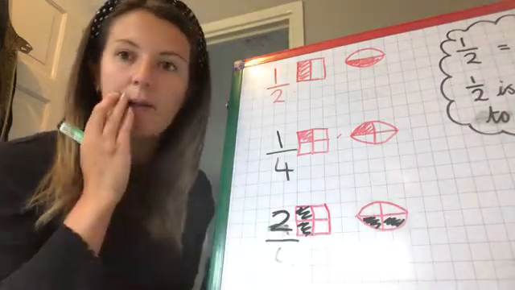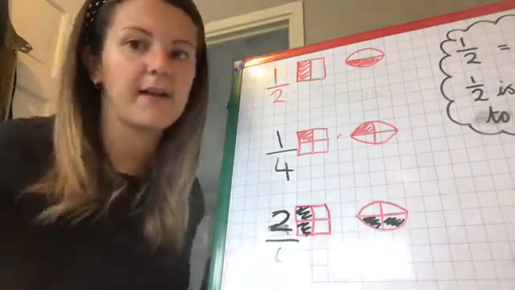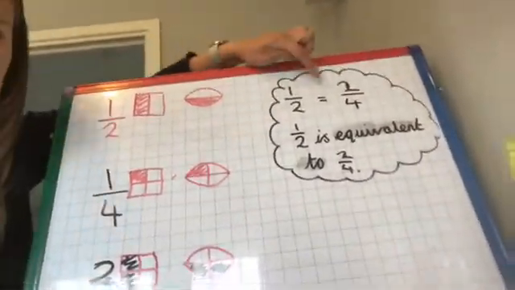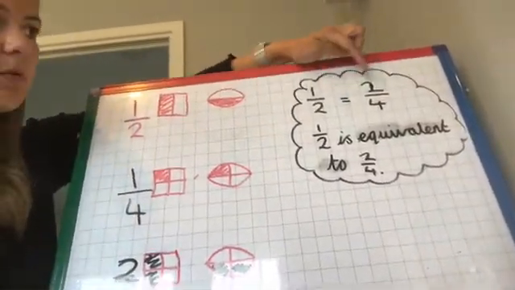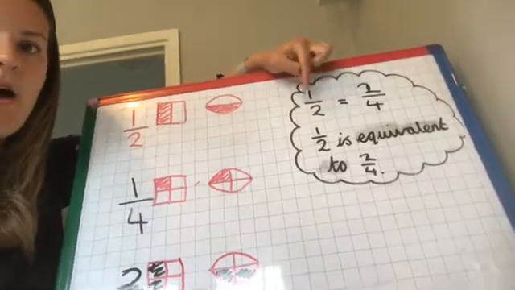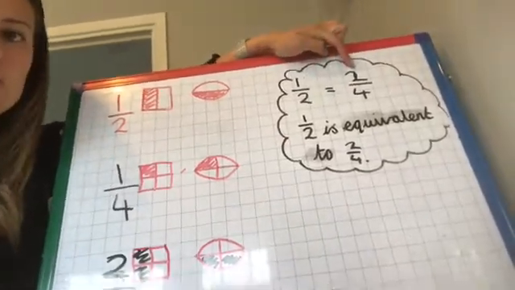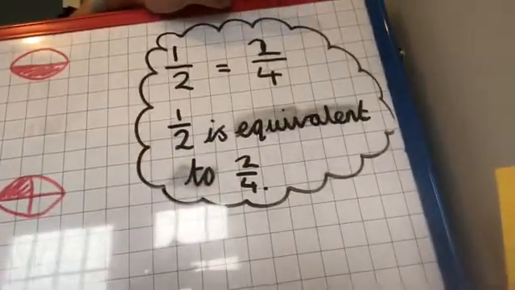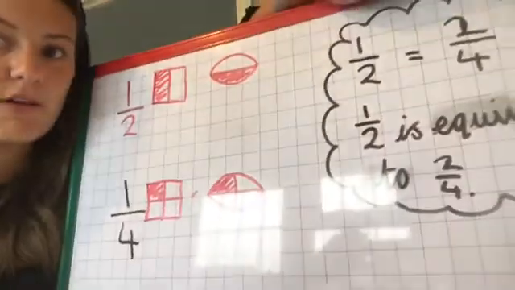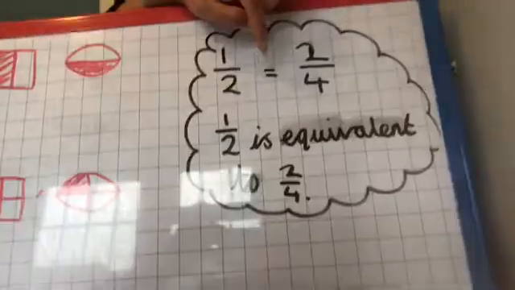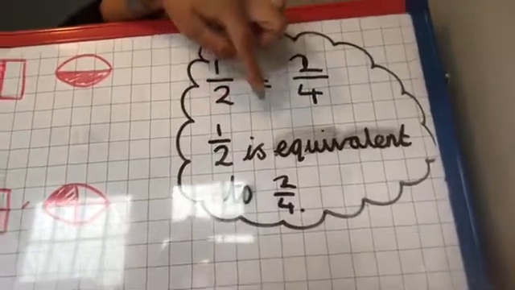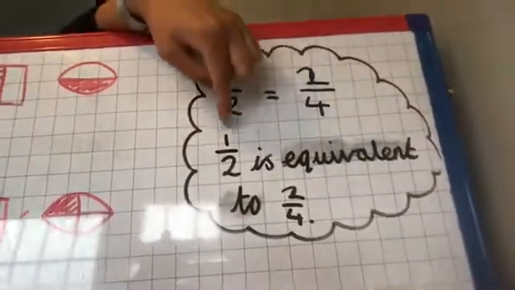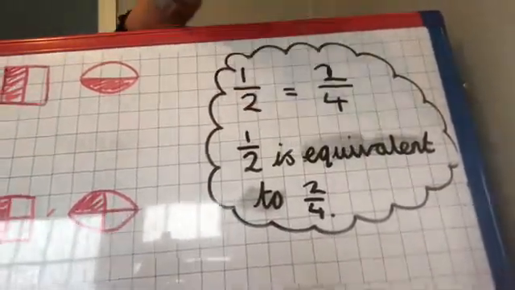So our learning today is based on the fact that a half is equal to 2 quarters. A half is equal to 2 quarters. Or a half is the same as 2 quarters. Now we're going to use a big word today, and it is equivalent. Can you say equivalent? Equivalent. So we can also say a half is equivalent to 2 quarters.